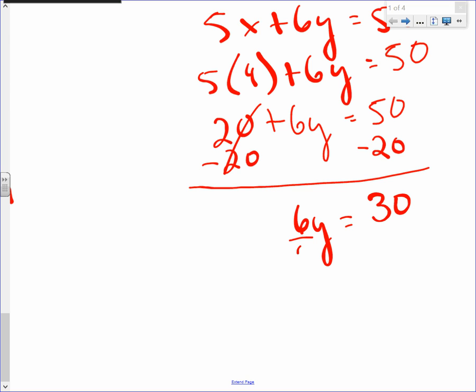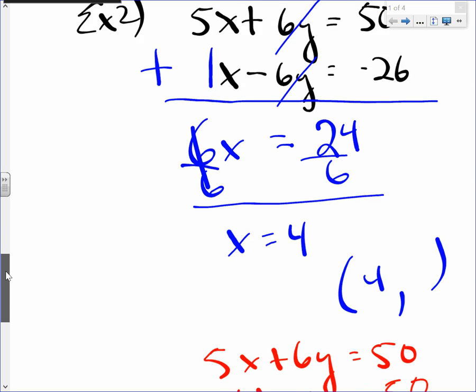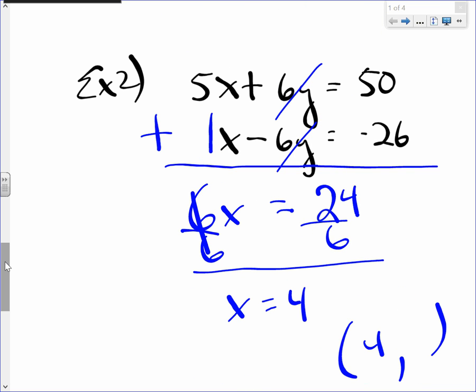Divide by 6. y is 5. Toscano was right. I should have listened to you, Toscano. y is 5. What was x again? 4. x is 4. So 4, 5 is the solution to the system.